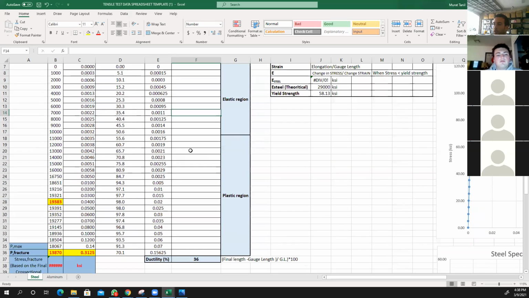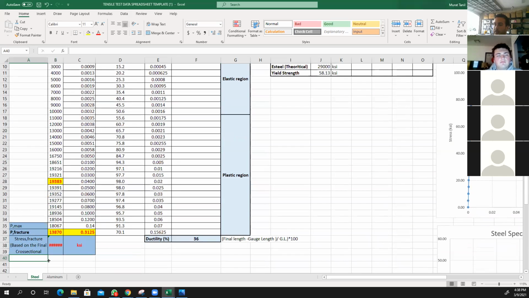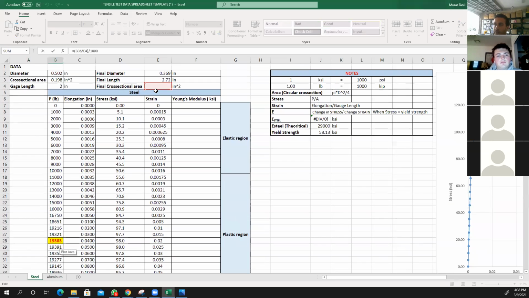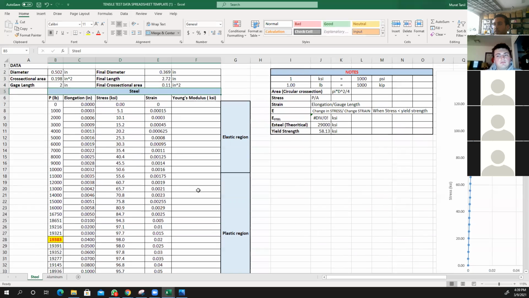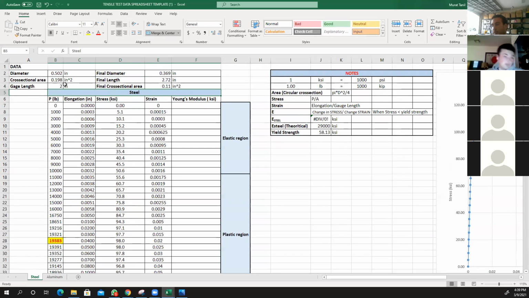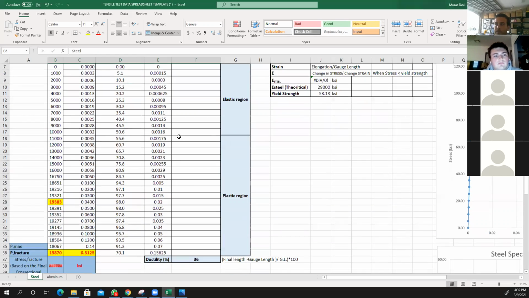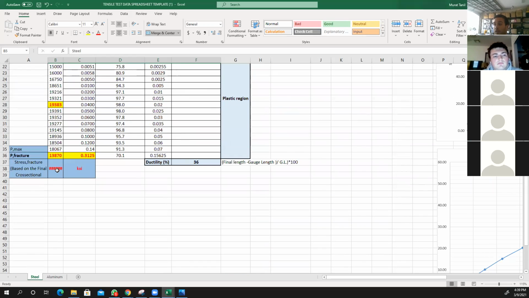All good. So this part, stress at fracture based on the final cross-sectional area. In this equation, I should select the final cross-sectional area, and the final cross-sectional area is calculated based on the final diameter. So in this equation, again, 3.14 pi d squared divided by 4. In this case, d is 0.369, so 0.11. So the area is reduced about 90% at the end of the experiment.